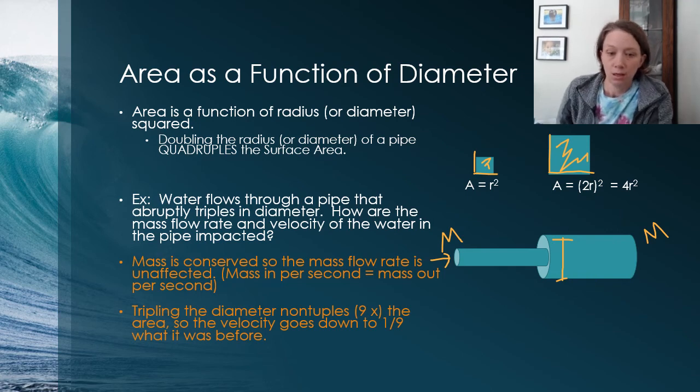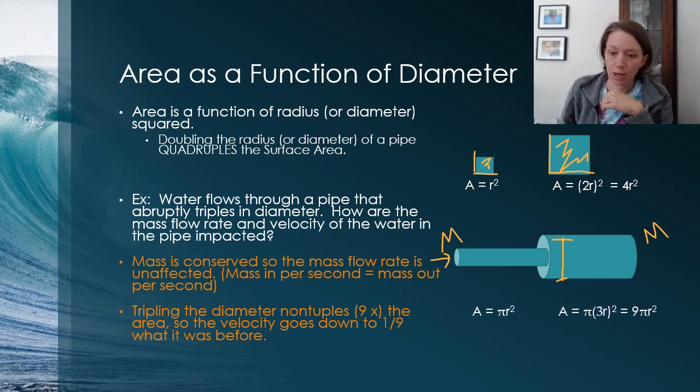However, the velocity is not a conserved property, and that's going to be different on the input and the output of this pipe. When we triple the diameter, we're actually nine-timesing the area of the pipe, which means based on the continuity equation, the velocity is going to go down to 1/9 of what it was before. So it's not a third like you might think when you triple the diameter. The velocity actually goes down even more than that.